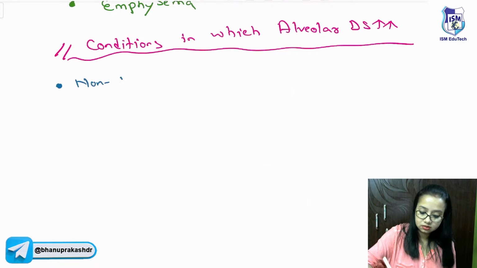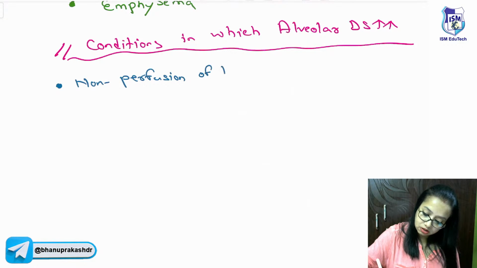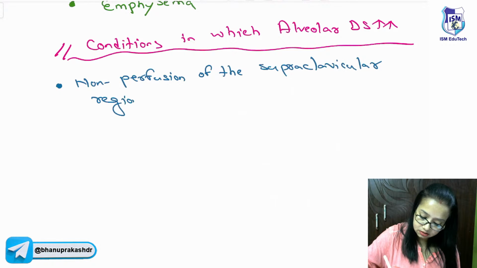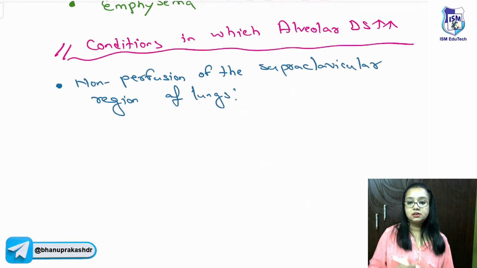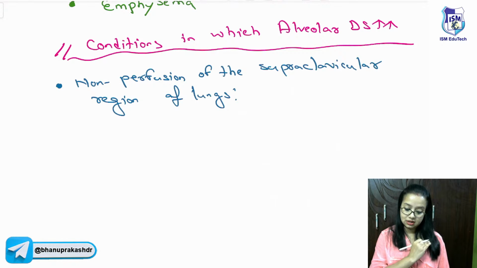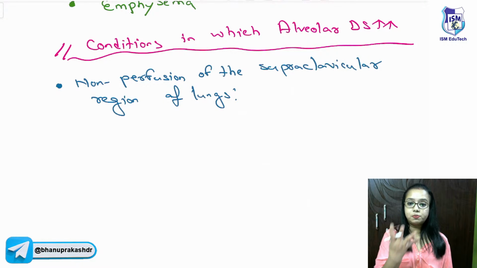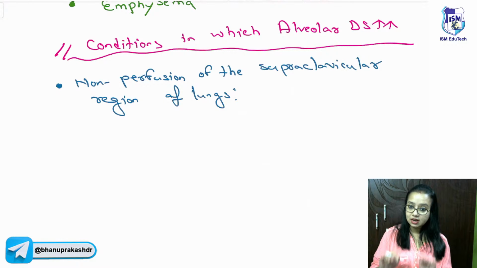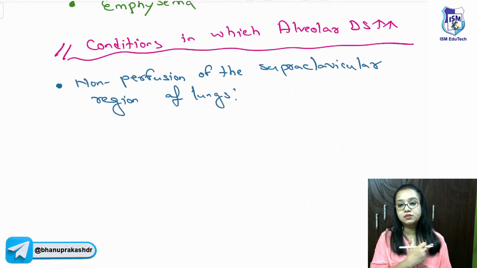Like non-perfusion of the supraclavicular region of the lungs. The lung is a very huge structure. The tip of the lung, which is the apex of the lung, not the base, is above the clavicle. It is supraclavicular. Now, especially when a person is standing, the pull of gravitational force is more towards the down. The legs are touching the feet. So in this condition, the blood circulation is very less to the supraclavicular portion of the lung. I repeat, during standing or sitting position, due to the pull of gravity, the blood supply to the supraclavicular region of the lung is less.